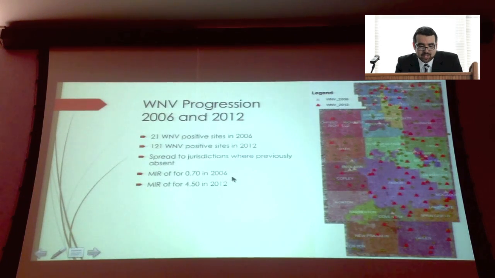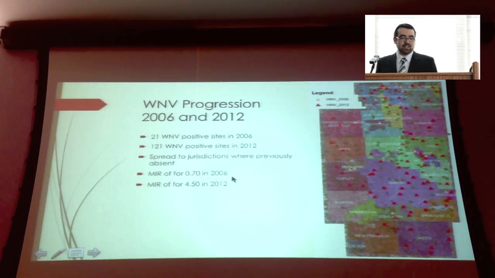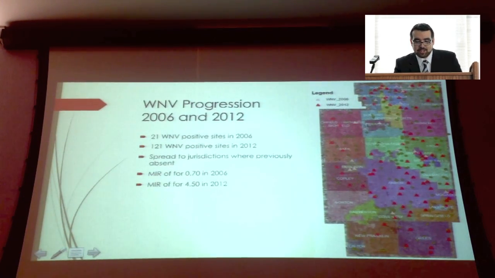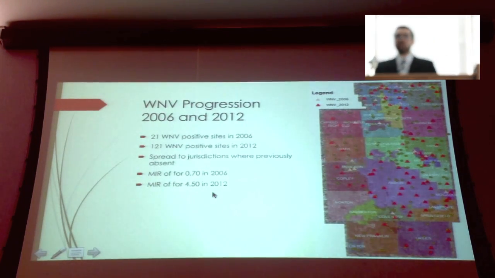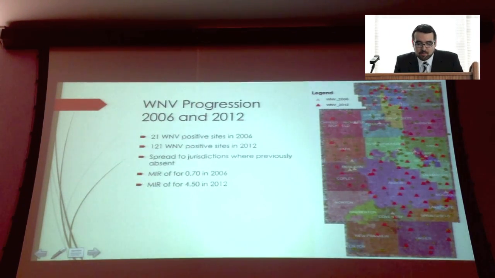The minimum infection rate for 2006 was 0.7, so I guess you could assume that there would be a lower number of mosquitoes that were trapped with West Nile virus, which was the case. And for 2012, it was 4.5, which basically supports that there would be more West Nile virus positive mosquitoes in the environment available to be caught.